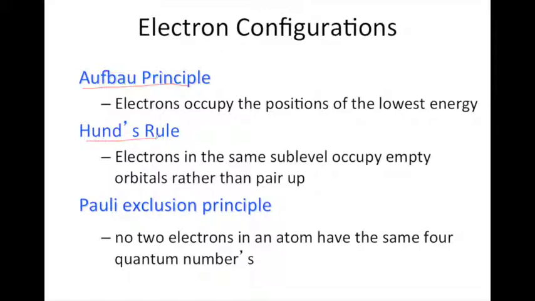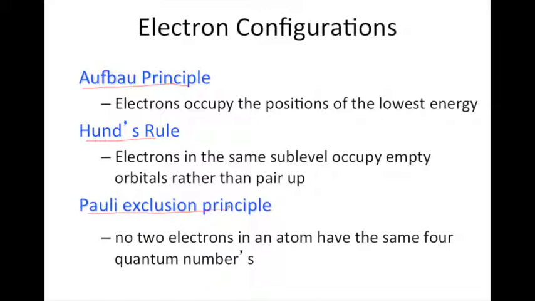Next is Hund's Rule. Electrons in the same subshell occupy empty orbitals rather than pair up. We'll demonstrate that for you in just a minute. But again, in the second shell, we have p orbitals. There are 3 p orbitals. If you have 3 electrons, 1 electron will go into each of the p orbitals before they begin to pair up. Again, that's a lower energy configuration. The electrons want to spread out as far as possible. So we'll demonstrate that for you in just a minute.